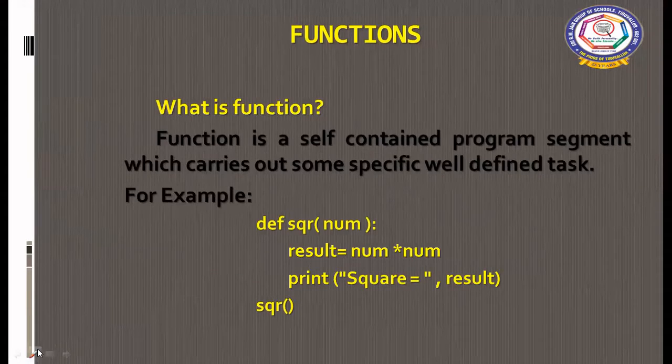The next one is functions, which will also be present in your Python program structure. A function is a self-contained program segment which carries out some specific well-defined task. A function starts with def and contains some statements, where these statements carry out some specific defined task under the name of the function. For that reason we use the function. Here this function is specified to calculate the square of a number.